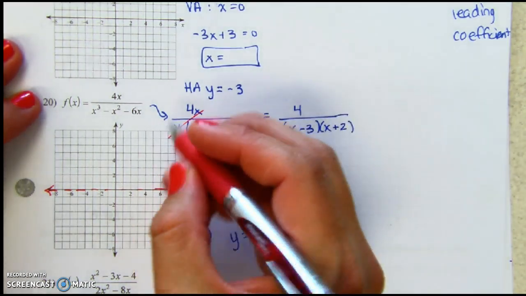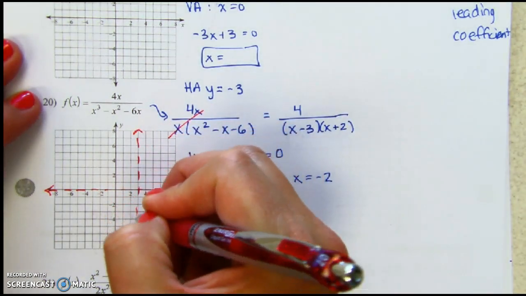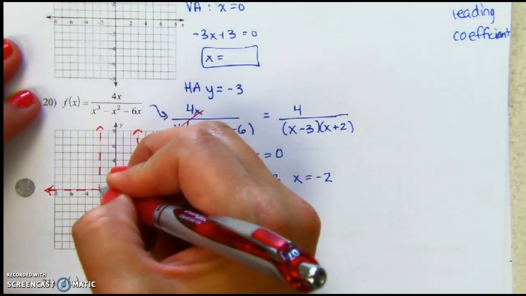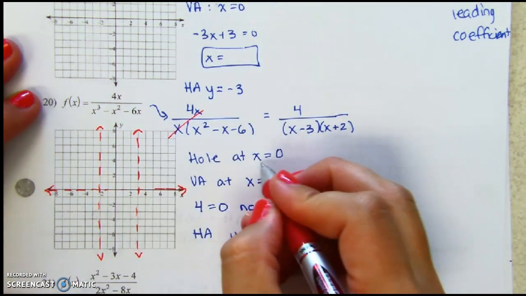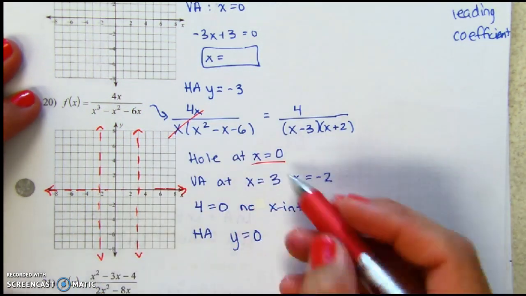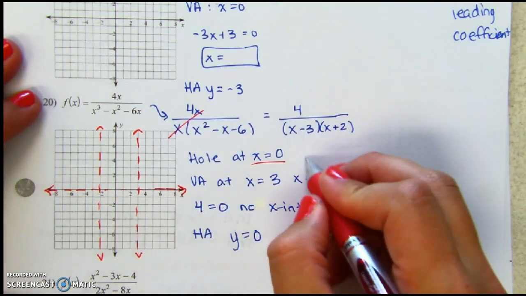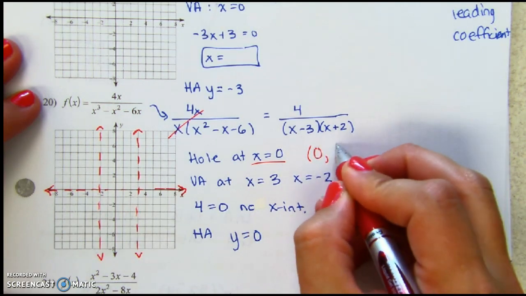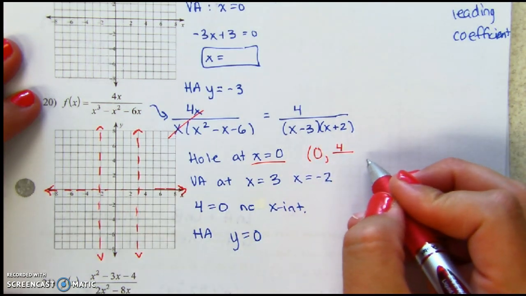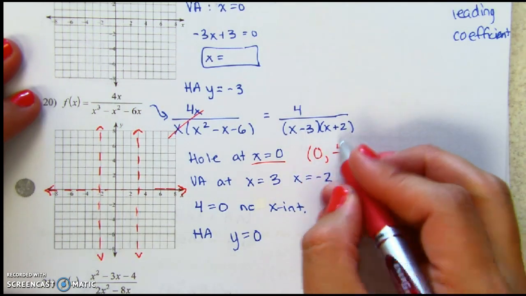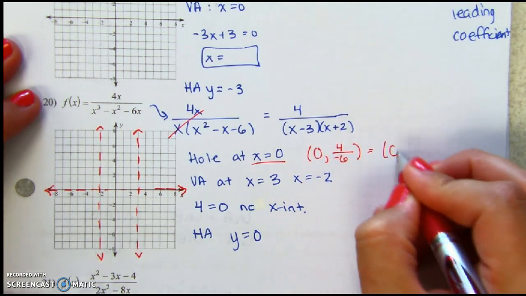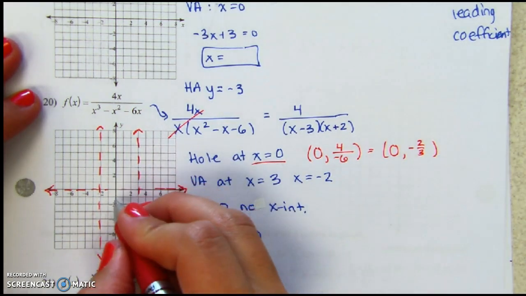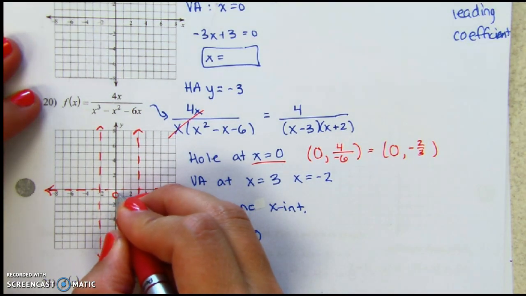Let's see, a vertical asymptote at 3 and a vertical asymptote at -2. We have a hole at x equals 0. Okay, how do we find the height of that hole? You have to plug it in. So we have 0 plugged in, and that would be 4 over -3 times 2, -6, which is -2/3. So we have a hole at 0, -2/3 here.